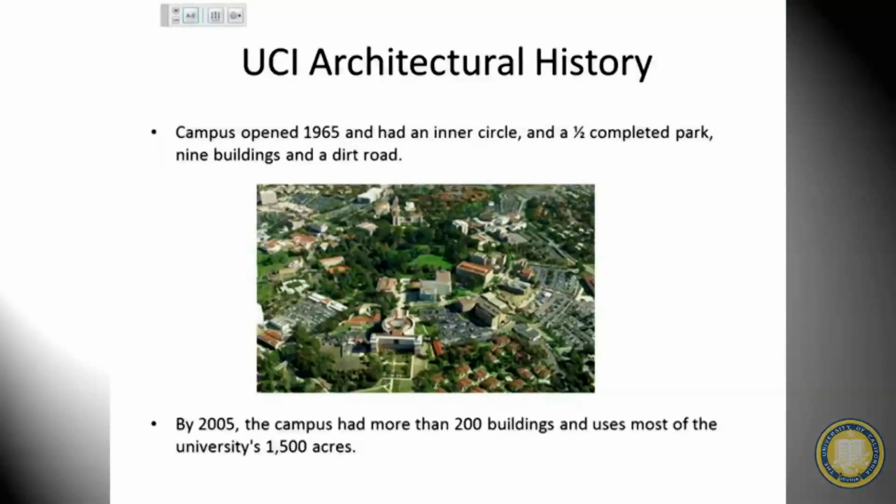Okay, so now we're going to move on to a little bit of UCI. I'm just doing a very, very brief thing here. So the campus opened in 1965 and only had an inner circle and a halfway completed park, 9 buildings and a dirt road. By 2005, the campus had 200 buildings. I don't know, there's probably more now. Maybe Mr. Brittell knows. And it uses most of the university's 1,500 acres. So that's an image of your beautiful campus.